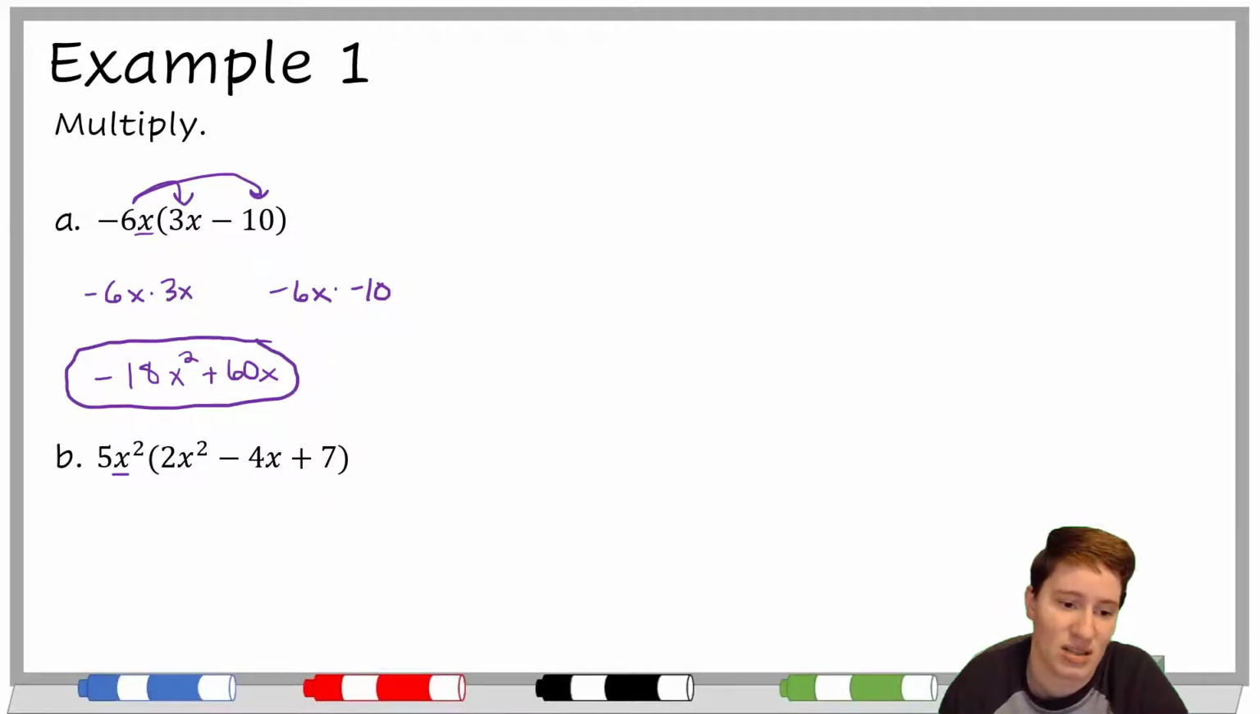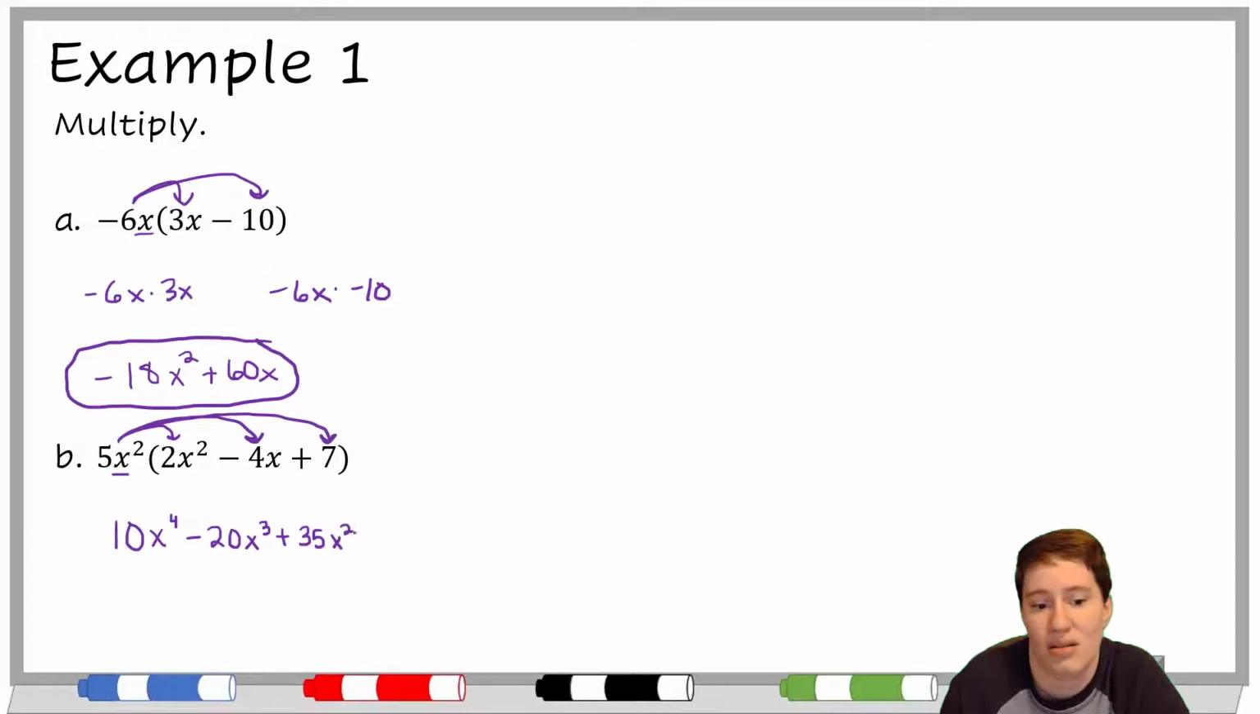Same with this next one. We're going to distribute 5x squared. So that means doing 5 times 2, which is 10. X squared times x squared, so we add those exponents and get x to the 4th. Then we're going to do 5x squared times negative 4x. So that's negative 20x cubed. And then 5x squared times 7 is plus 35x squared. And that's my answer.